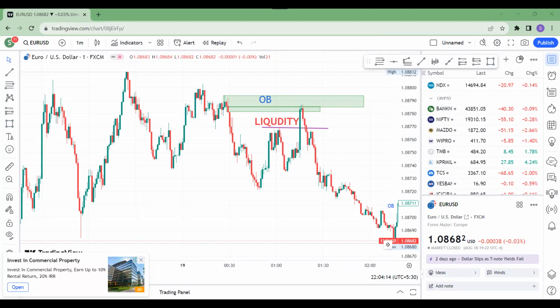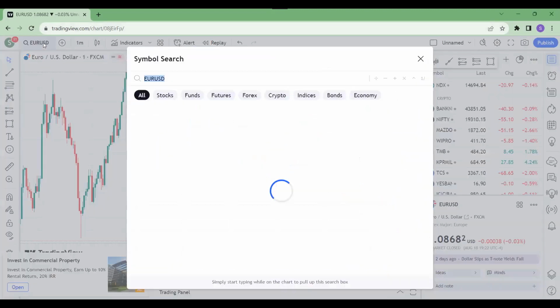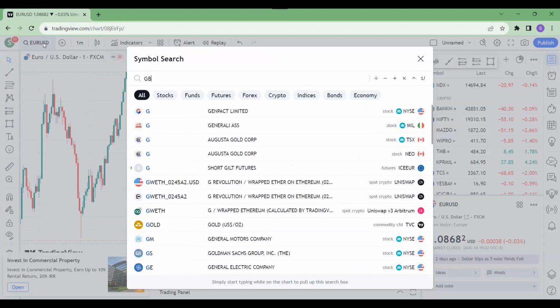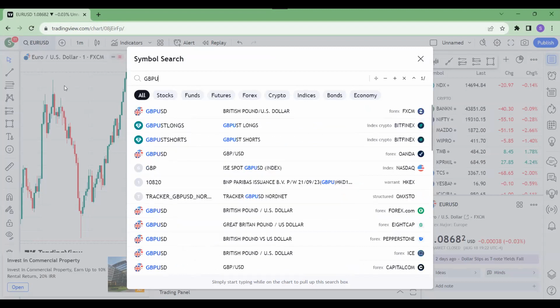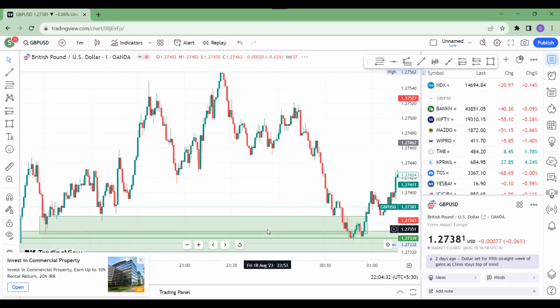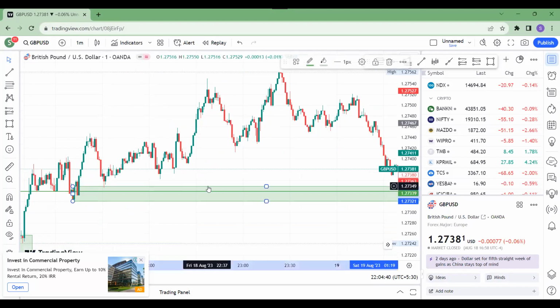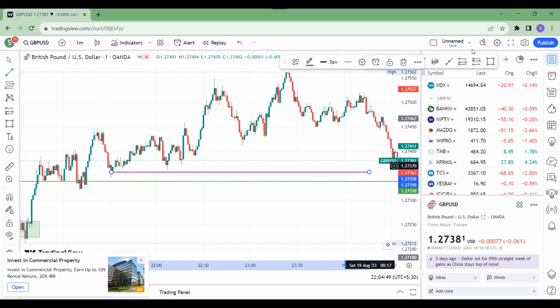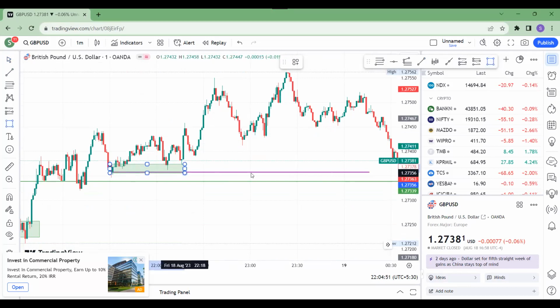So this is how we will trade, and I will show you one more example, on the sell side liquidity. That was about the buy side liquidity. For sell side liquidity, I will take the GBP/USD pair. See, this area I had already drawn. This is my area. This is our resistance, and you are waiting to take a trade at this resistance level.